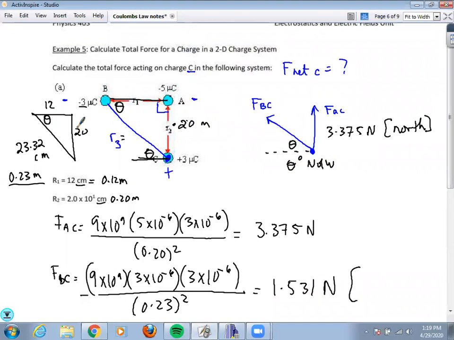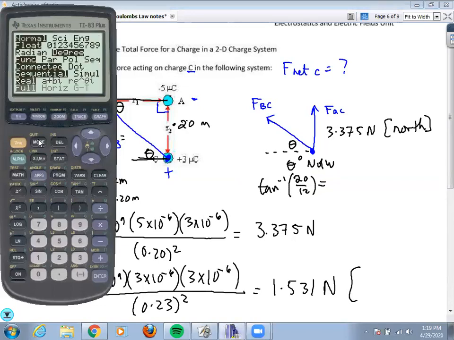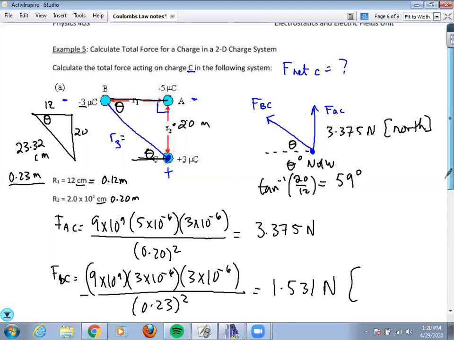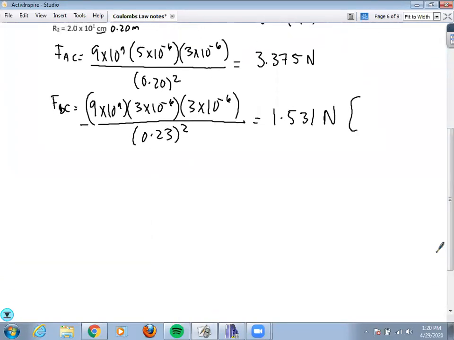So we have opposite over adjacent. So inverse tan, 20 over 12 is our theta. Make sure the calculator is in degree mode. Inverse tan, 20 over 12. And you get 59 degrees north of west. So 1.531 newtons west, 59 degrees north.